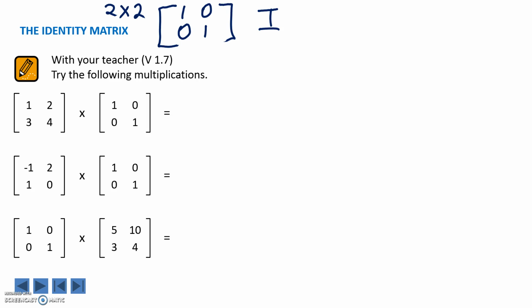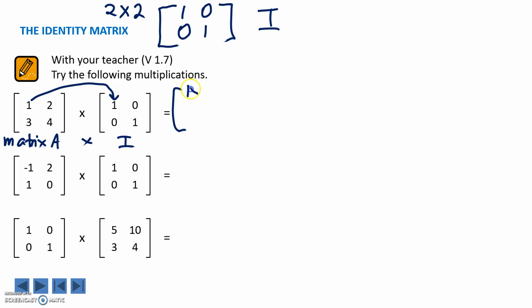So we're going to look at 3 problems with the identity matrix. In the first 2, we're going to have our normal matrix multiplied by our identity matrix. And then in the third problem, we're going to have our identity matrix first, multiplied by another matrix, and just see what happens. So we'll call this one matrix A multiplied by our identity matrix, the same way as we normally would.